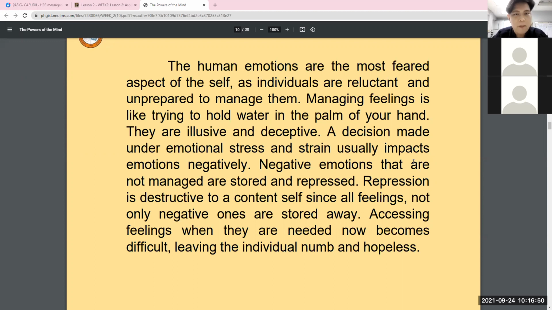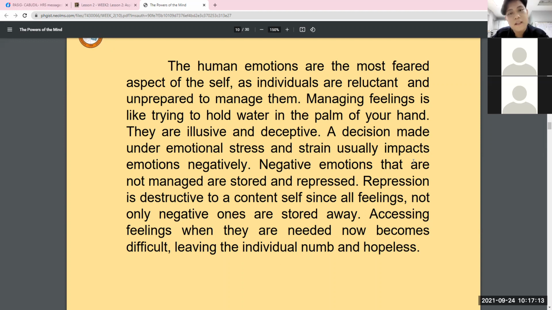Kahit alam mo nang masakit, pero ipagpapatuloy mo pa rin kasi nasaktan ka eh. Your emotion is running. Okay, you had the feelings to release. So that is the emotion. Minsan kapag galit na galit ka, that's the time that we can commit crimes because of that emotion. Okay? And that is the most feared aspect of self.